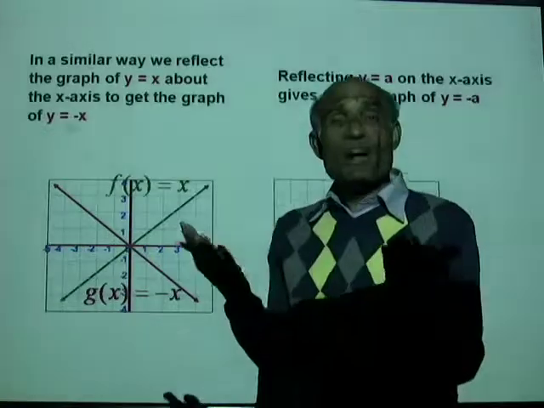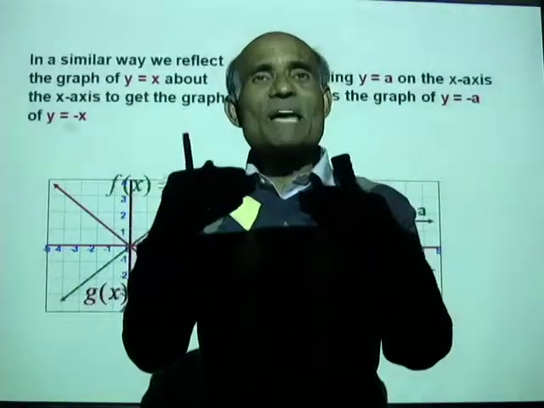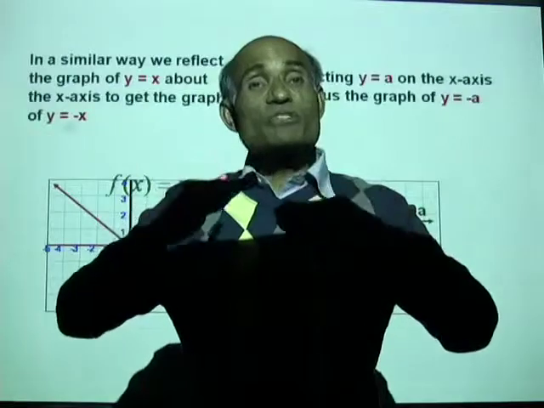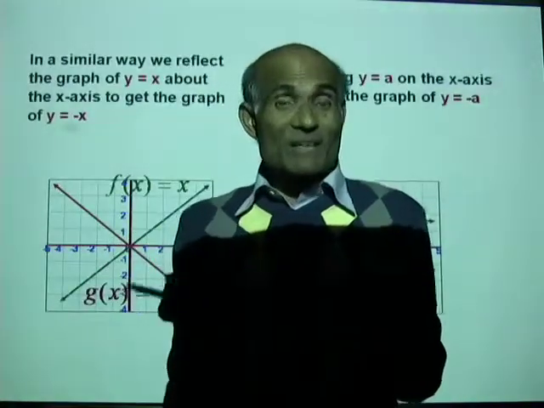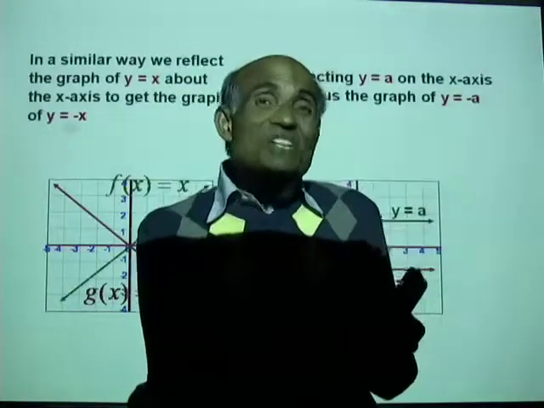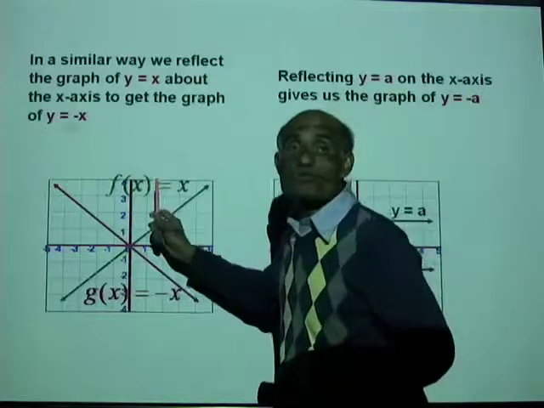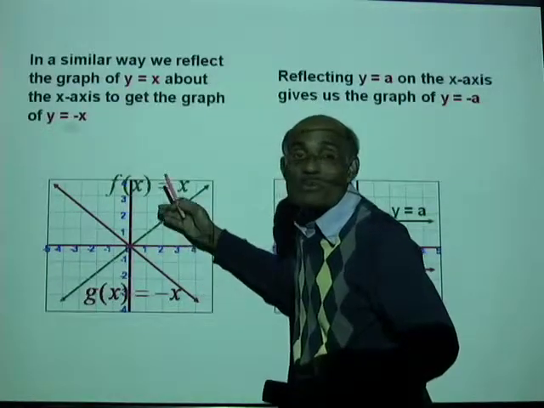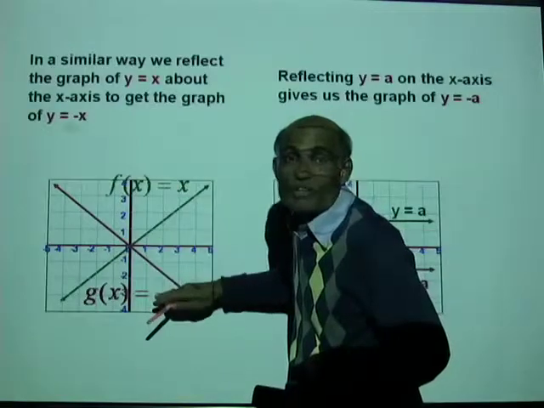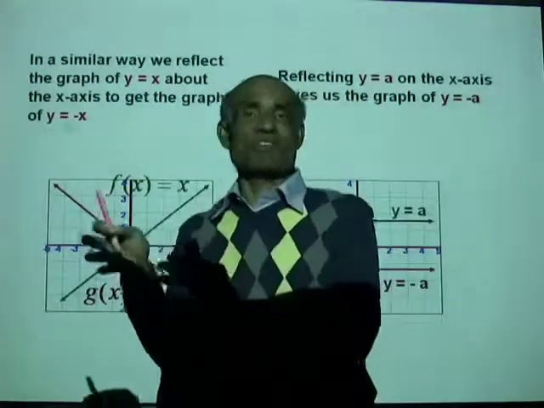So here we have now seen many examples of simple basic graphs. When reflected on the x-axis, you get a related graph. Is that right? The graph of negative f(x). So, listen to this again. If you know the graph of f(x), and if you reflect it on the x-axis, you get the graph of negative f(x).